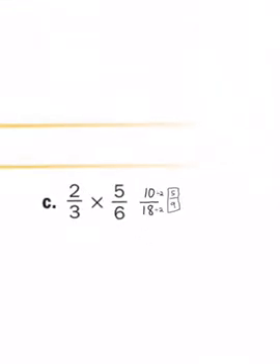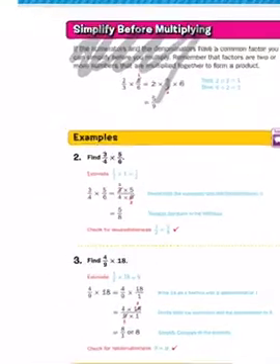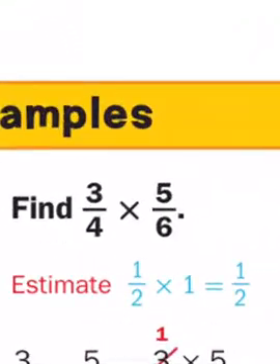All right, let's go on to the next page. So on this page, this is where they're actually going to be teaching you, if you read through this, about bowtie reducing. And they just call it simplifying before multiplying. So I'll show you example 2 and 3 real quick, and then I'm going to have you try some problems below.